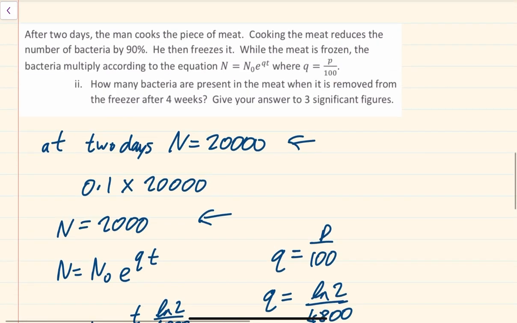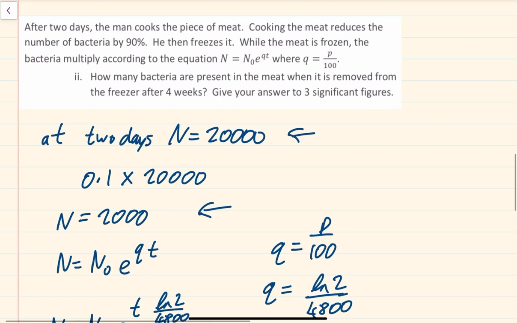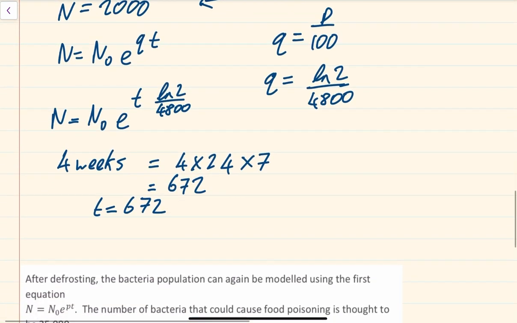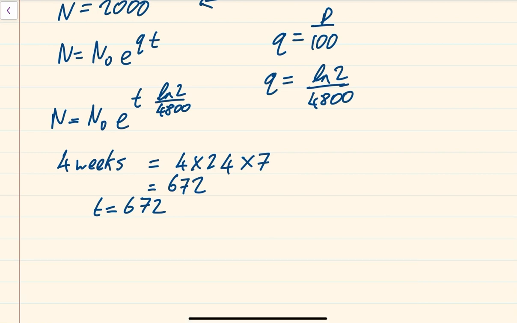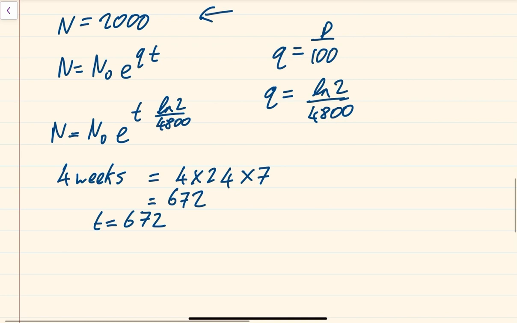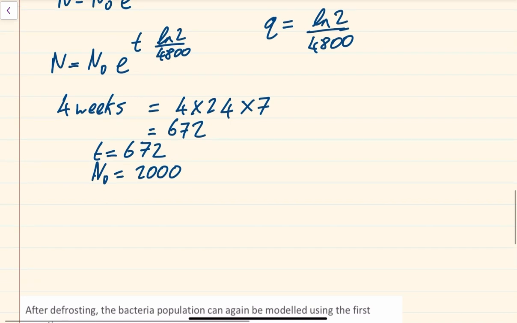Now it says, how many bacteria are present in the meat when it is removed from the freezer after 4 weeks? So we need to put in N0 as well. Remember, when it went into the freezer after he had cooked it, your N0 was equal to 2000. So let's just fire all of that in. It is just a substitution thing.